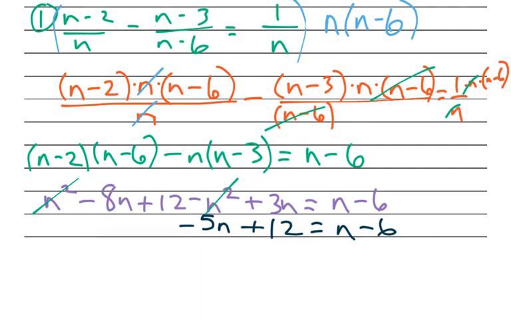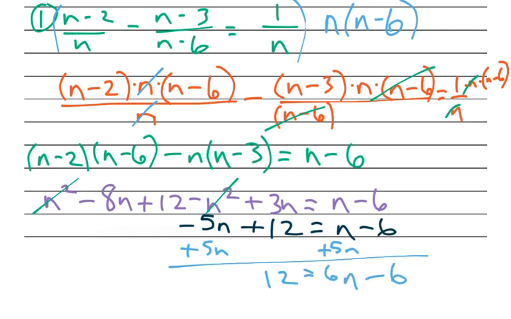Let's see, maybe I'll add 5n to both sides, just so I have a positive in front of my variable, which means that 12 will be 6n minus 6.